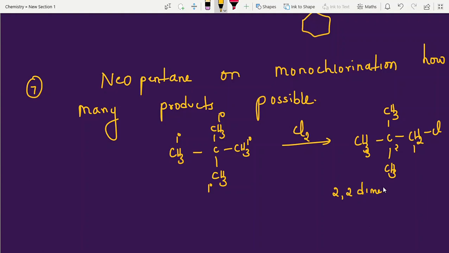2,2-dimethyl-1-chloropropane. Right? That's it. You can replace here, name is same. If you replace here, name is same. Replace here, name is same. All same. So hope everybody is clear on this topic also.